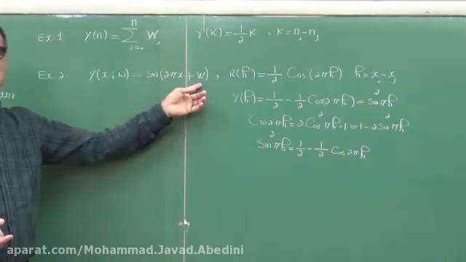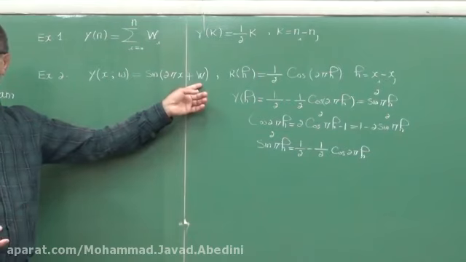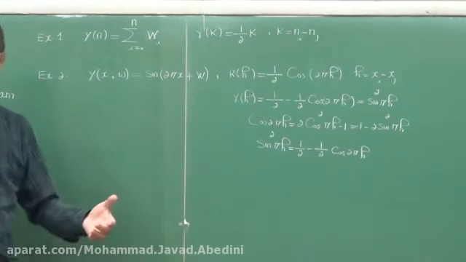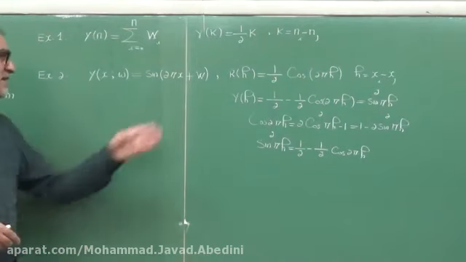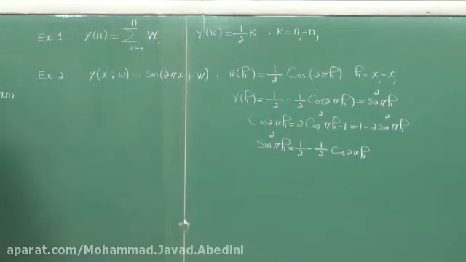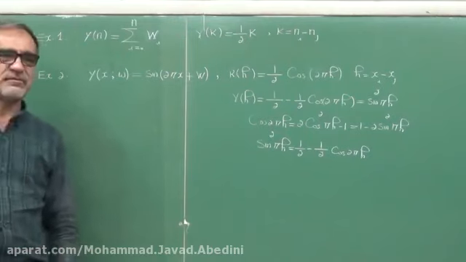Here we argue that this W is uniformly distributed between 0 and 2 pi. How could it be possible to delineate the nature of randomness when you are given a single partial realization of your random function? You have only one number at each point.